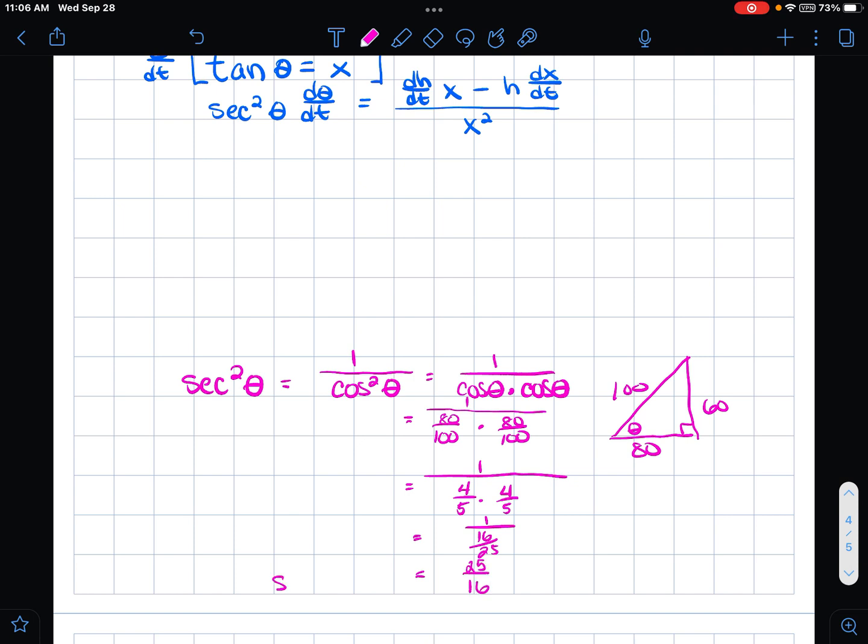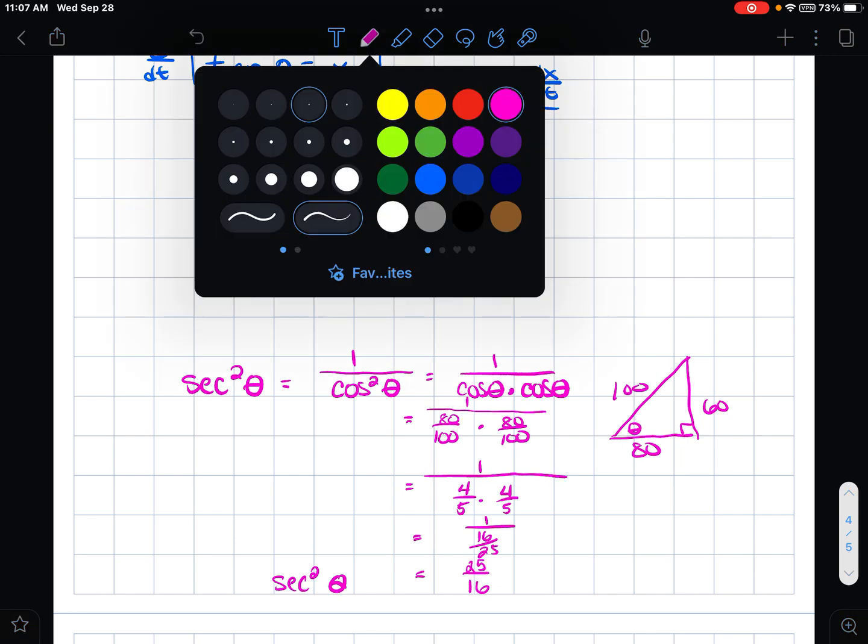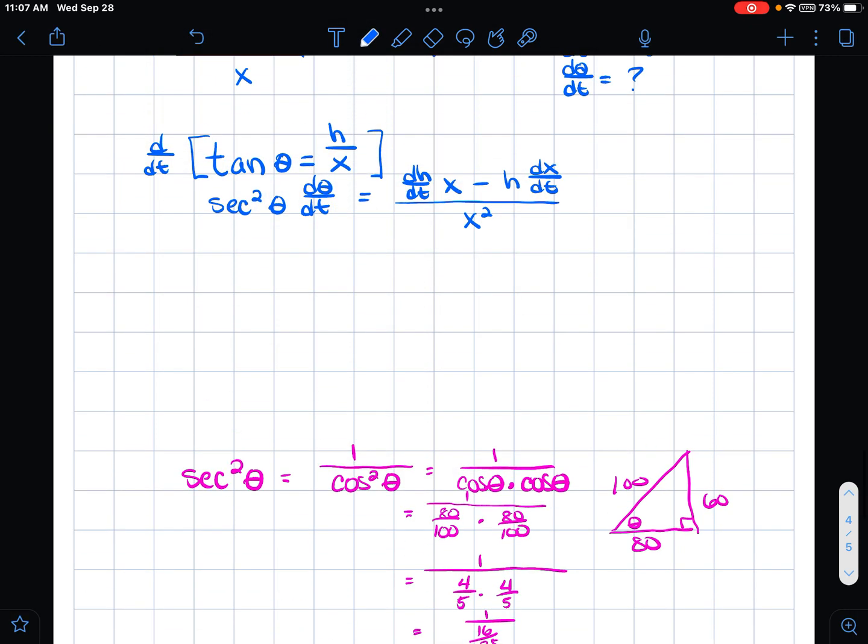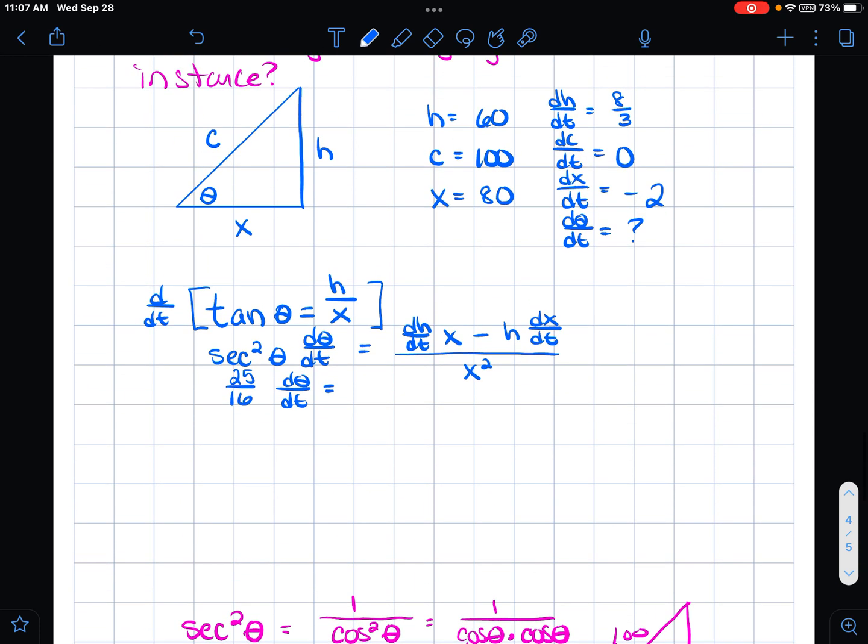So we just did some work without a calculator to figure out what the secant squared of theta is equal to. And secant squared of theta is equal to 25 over 16. So let's go back up to our equation here, up to the problem, and we're going to replace secant squared with 25 over 16. We're looking for d theta dt, so we'll keep that in there. And now, because of the last problem, we know a lot. dh dt is 8/3.